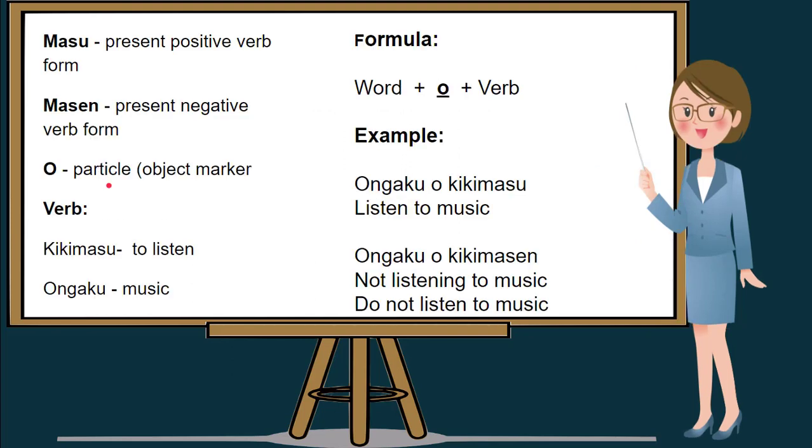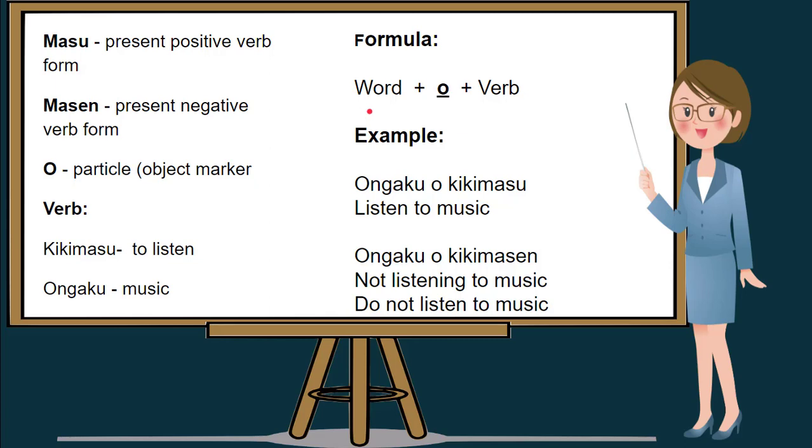In order to make use of mas and masen to create a sentence, we should also be using the particle o in creating a sentence. O is an object marker. We will also be taking this formula: word plus the particle o and the verb. Let's try to use this verb, kikimas, which means to listen, together with the particle o and a word, ongaku, which means music.